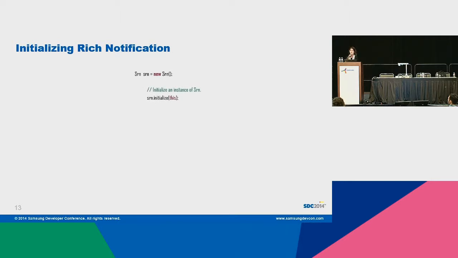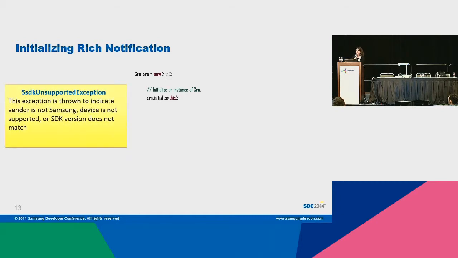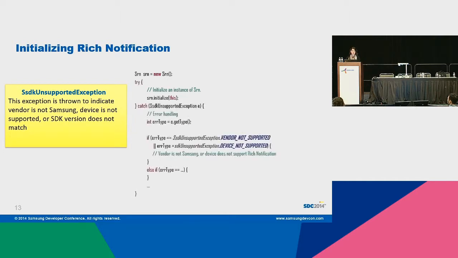So for rich notifications, what you need to do is make a call to initialize. If the device itself doesn't support rich notifications, it will fail on the initialize. So you have a try-catch block that will catch that failure. And if it's not supported, if it's not a Samsung phone, if it's not supported on that platform, do something else completely different. You'll get 2 exceptions: vendor not supported, device not supported.